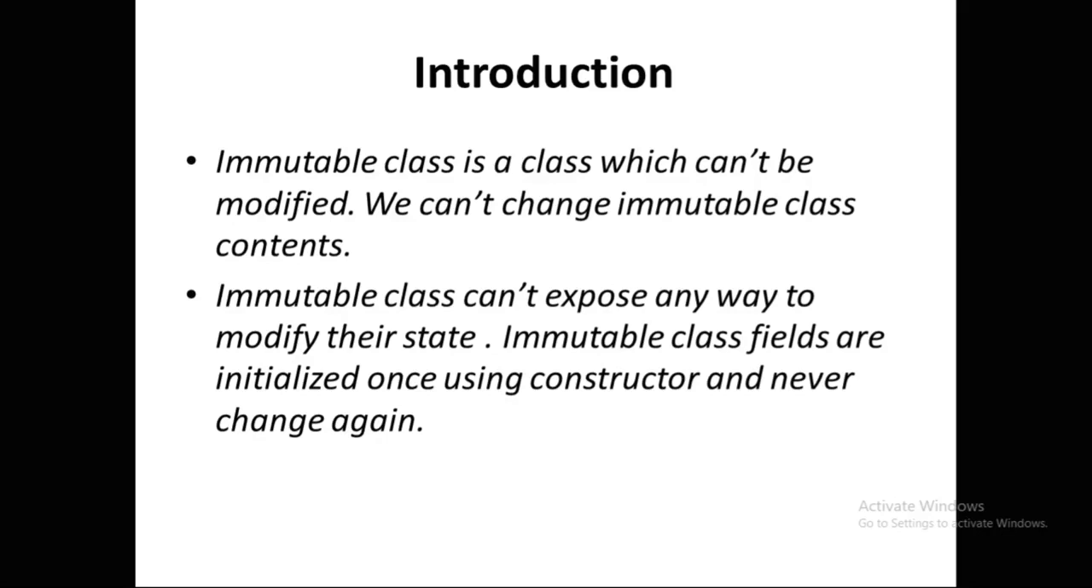An immutable class in Java is a class which cannot be modified. We cannot change the content of an immutable class. The basic idea behind an immutable class is that nobody can modify it. An immutable class cannot expose any way to modify its state. Its fields are initialized once using the constructor and never changed again. So basically we create a constructor in a class and initialize all the properties of the class using that constructor, and there is no other way to modify the properties of the class. These are the two basic ideas behind the immutable class.